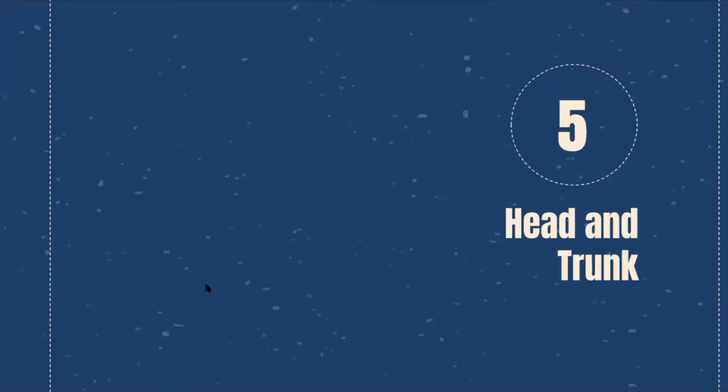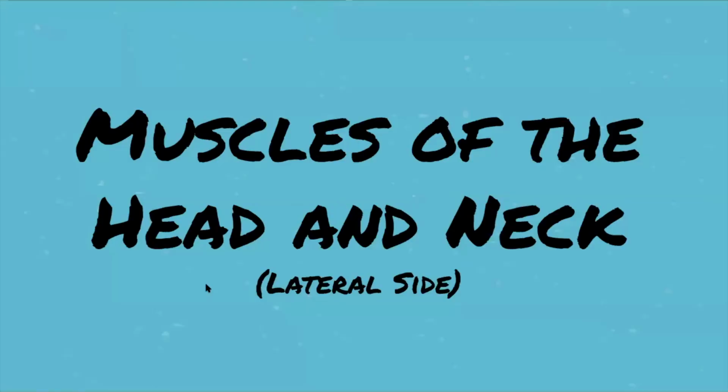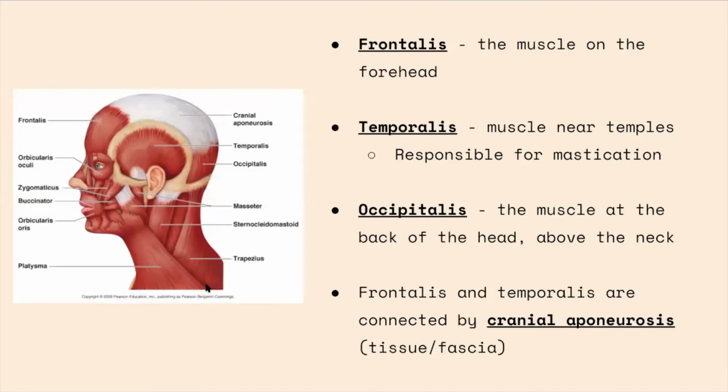Now we're gonna go deeper into the head and the trunk of the muscles. Yeah, you do it with the legs too. Okay. So we're gonna go over the head and the neck first, the lateral side. So we have the frontalis, which we talked about. When I'm wrinkling my forehead, which muscle is involved in that? Frontalis. Frontalis is involved with that.